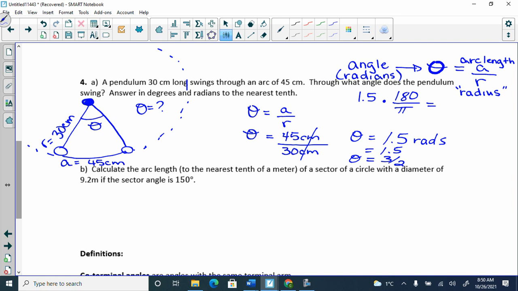To the nearest tenth. Theta equals 85.9. What do I need? Degree symbol. You try B.